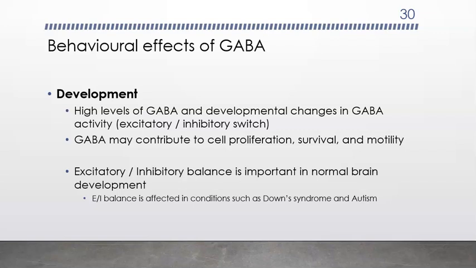This excitatory inhibitory balance is very important for maintaining normal brain development. And this balance, this EI balance, has been associated with a number of conditions, such as Down syndrome and autism spectrum disorder. It has been suggested that it's an EI imbalance that's leading to some of the symptoms of these disorders.